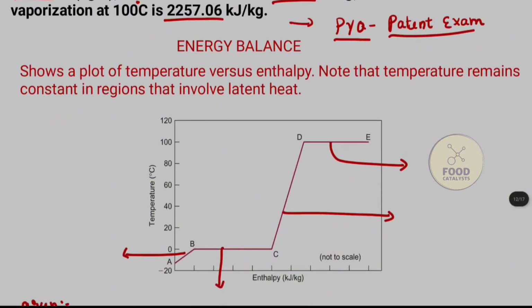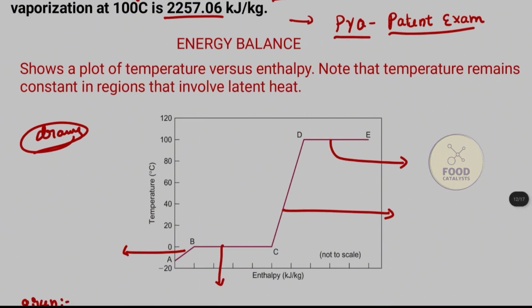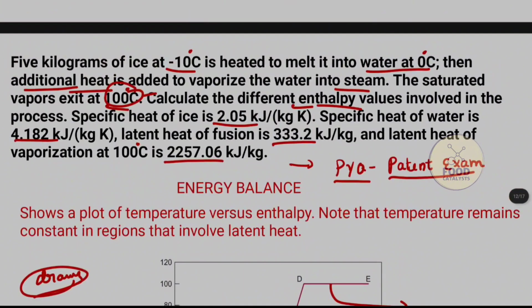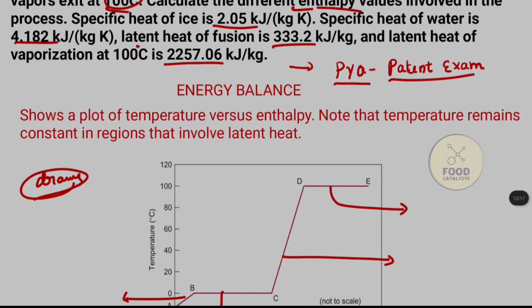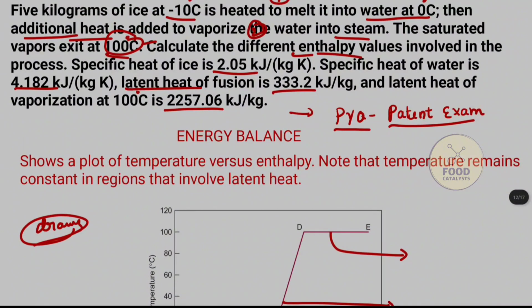Now let's make a drawing. This drawing is not given in the question, which means you have to assume or draw it yourself. There are 4 phase changes. You might be wondering, they have mentioned only 2. They mentioned from -10 to 0, which is the first one, and then additional heat from melting the water to steam. So only 2 steps are in the question. Then why do we need a 4-step graph? Because latent heat is involved.